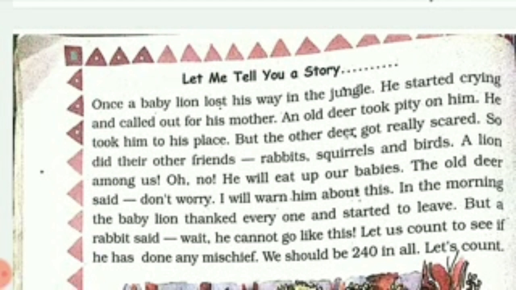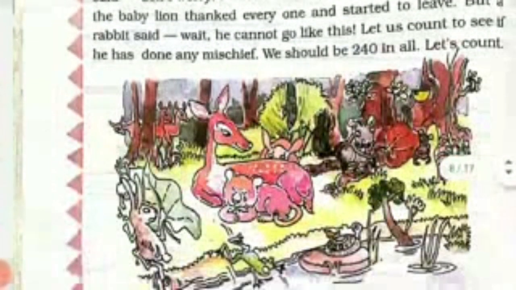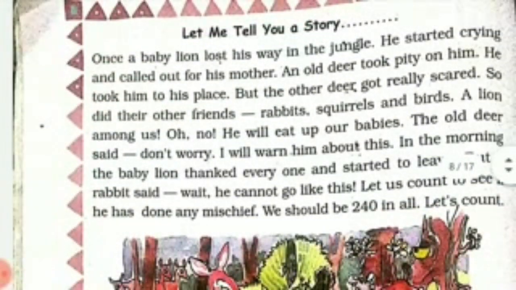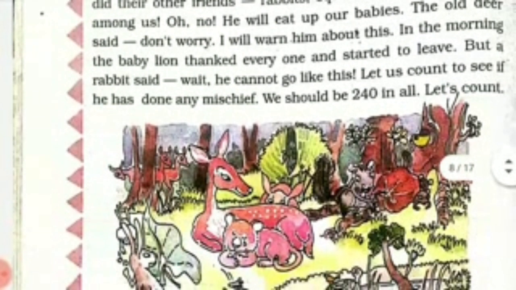In the morning, the baby lion thanked everyone and started to leave. But a rabbit said, wait, he cannot go like this. Let us count to see if he has done any mischief. It went 240 in all. Let's count. So this is a story about a lion in the jungle. Lion has lost his way. So he just got help from the old deer. But those other animals doubted this baby lion. So that rabbit is counting all the animals.